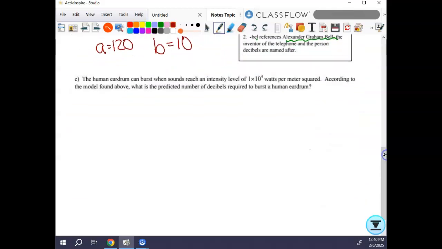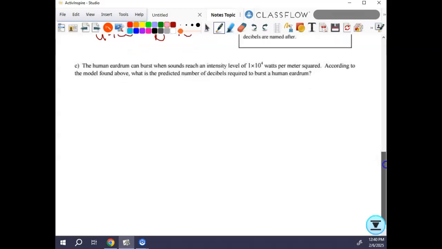Okie dokie. So then it says, the human eardrum can burst when sounds reach an intensity level of 1 times 10 to the 4th watts per meter squared. According to the model found above, what is the predicted number of decibels required to burst a human eardrum? Now, it does not say I need to do this here, but we're going to do it because you could be told to do it in another question.